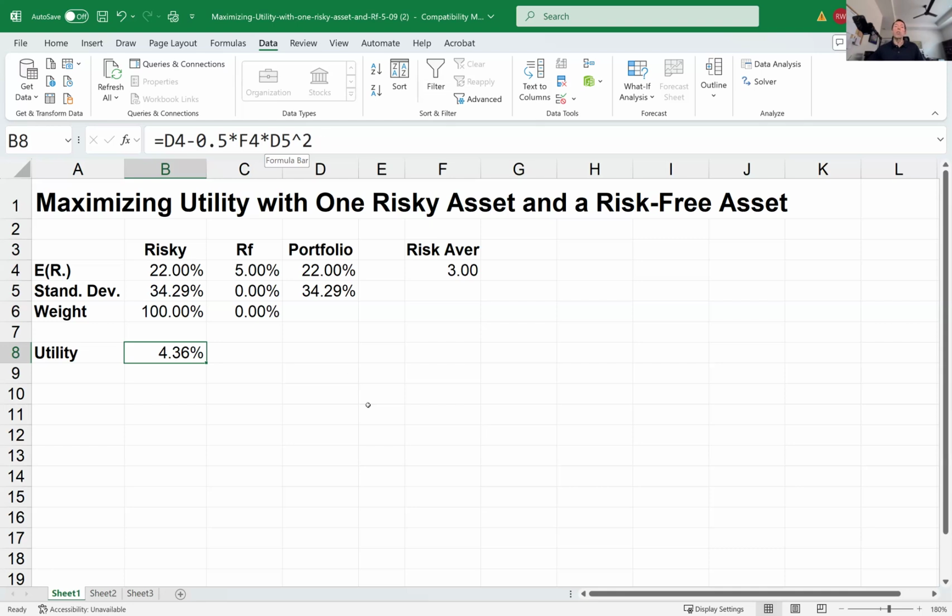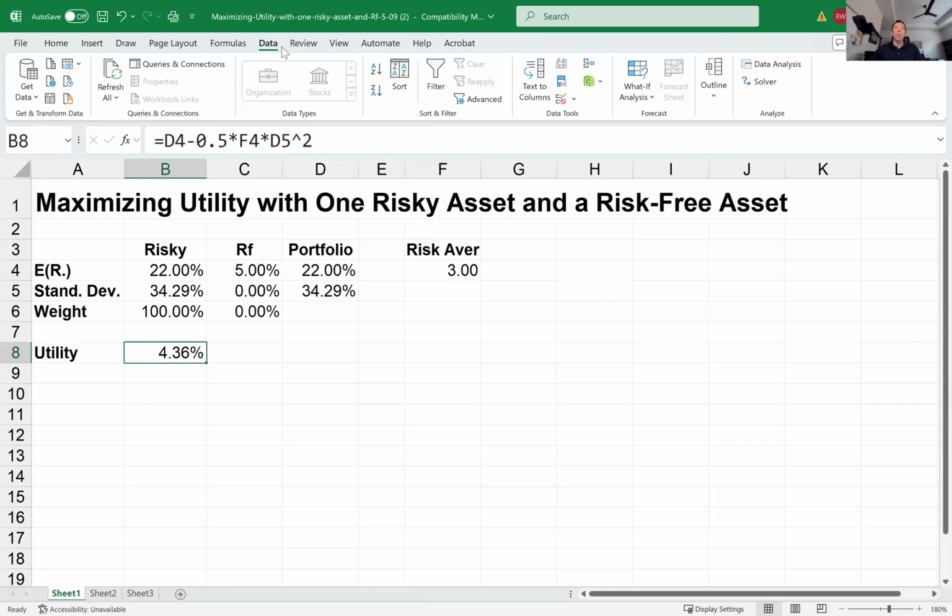So what we want to do is say, what needs to be the weight on the risky asset that will maximize this utility? If we have less than 100% of our money on the risky asset, will that maximize it? If we have more than 100%, will that maximize it? What exactly is it? What Solver does is very quickly try out all different weights on the risky asset and find the one that gives the highest level of utility.